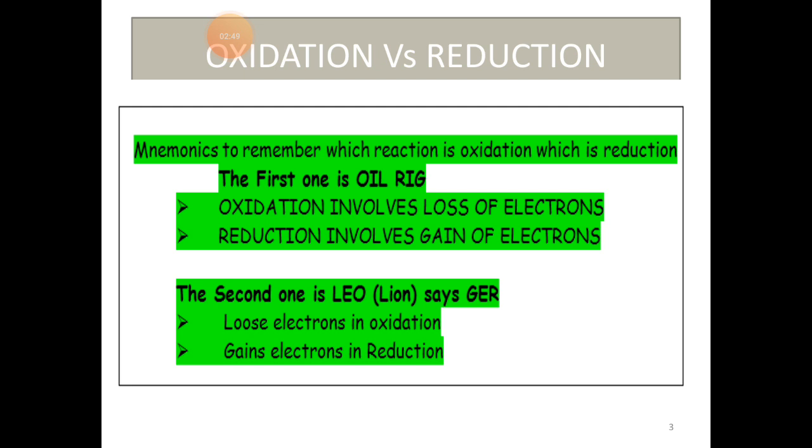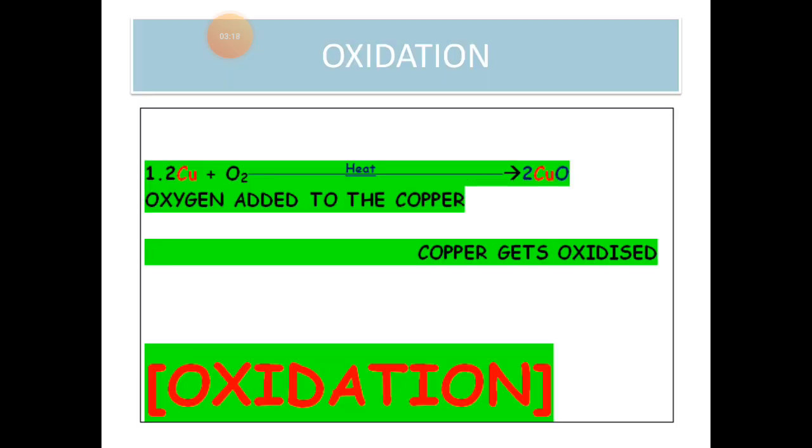Moving on. Mnemonics to remember which reaction is oxidation and which is reduction. The first one you can remember is OIL RIG. Oxidation Is Loss of electrons. Reduction Is Gain of electrons. Simply you have to memorize, students, OIL RIG. Or the second one is LEO says GER. LEO is Lose Electrons in Oxidation, GER is Gain Electrons in Reduction.